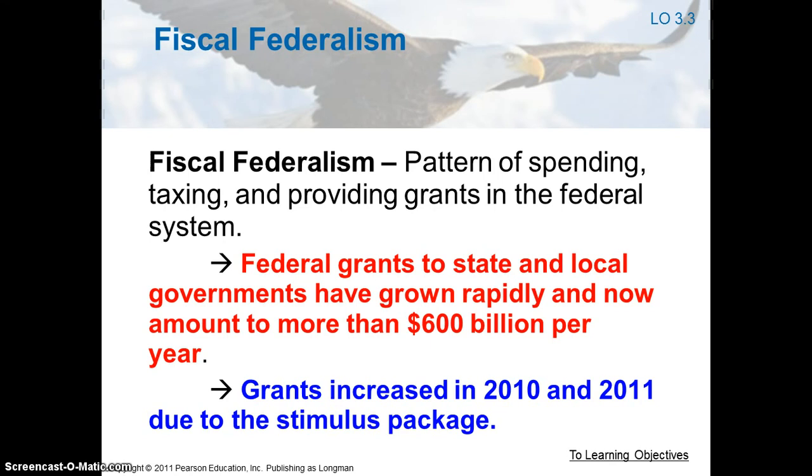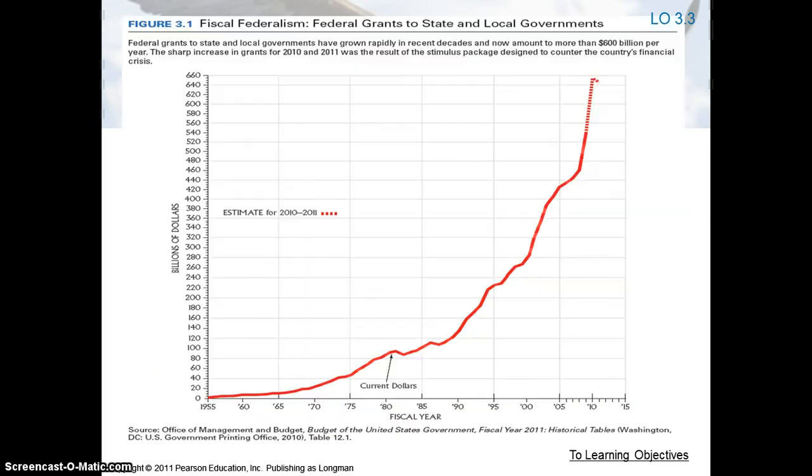What you may not know is that the federal grants have grown tremendously over the last, I'd say, about 10 years or so. The federal government puts out more than $600 billion a year in grants. You can see at the bottom in blue with the bottom arrow, it says grants increase in 2010 and 11 due to the stimulus package. This is where President Obama takes over and tries to get the economy jump-started. And in order to jump-start that economy, he throws out money from the federal government to get the economy going. And we'll talk about that a little bit later as we move forward.